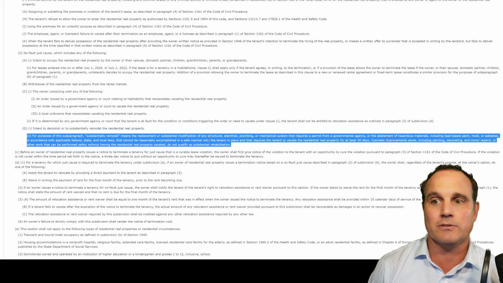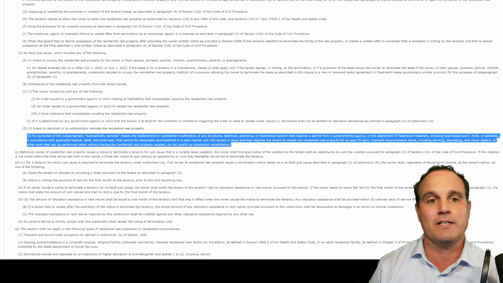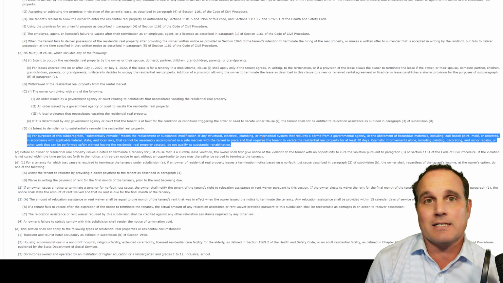Cosmetic improvements alone, such as decorating, painting, minor repairs, other work that could be performed safely without the resident having to leave, do not qualify as a substantial remodel. So that's important. That's what the law says. It must be work that requires the tenant to be out for a minimum of 30 days. So in a lot of cases, that's a lot of work.